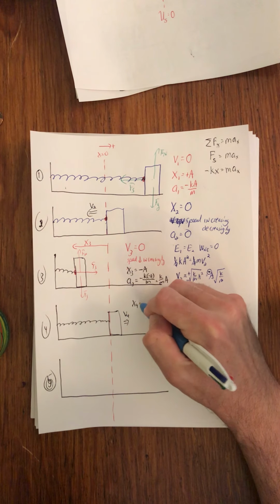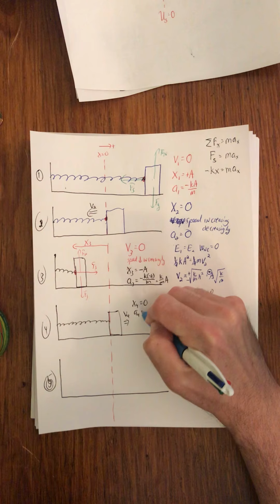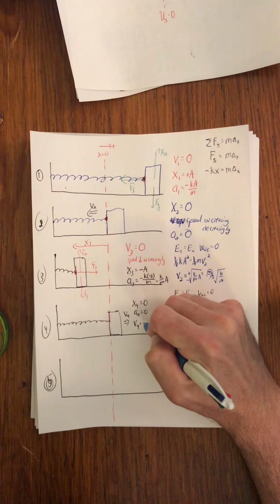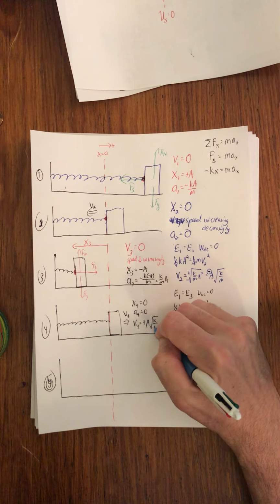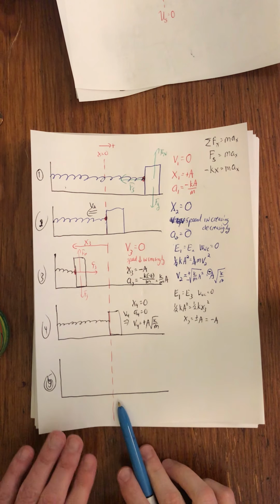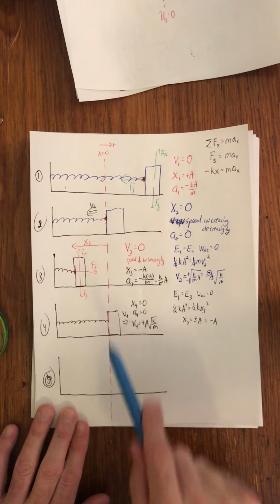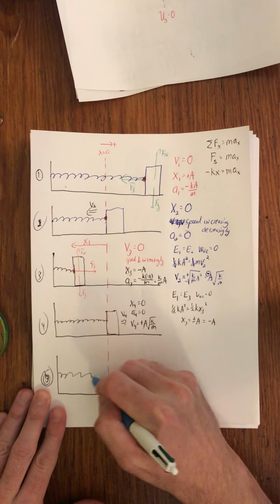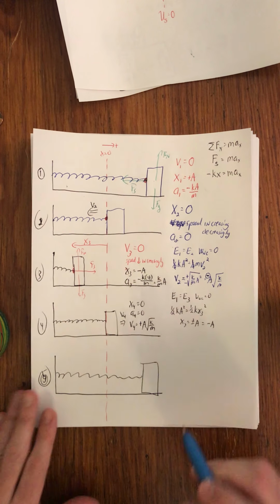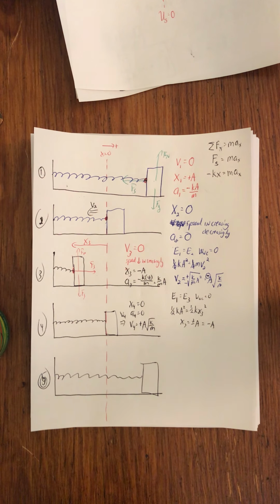So here, x4 is equal to 0, therefore A4 is equal to 0, but V4 is equal to a positive a square root of k over m. And then hopefully you understand that 5 is going to just go back to position 1. So we just can repeat the cycle. So everything that's true about 1 is true about 5.